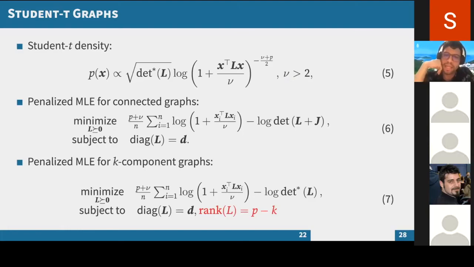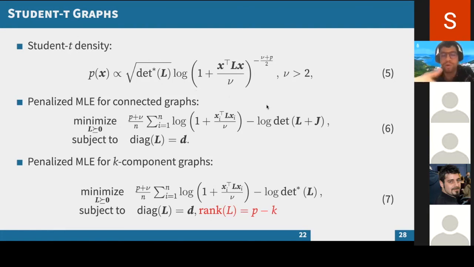We begin by assuming that the data follows a heavy-tail distribution. In this case, we chose the Student t distribution, and this is the PDF of the Student t distribution. The determinant here with the star is because, as you know, the Laplacian matrix is singular, so we cannot compute the determinant per se. This entity here is called the pseudo-determinant, which is pretty much the product of the positive eigenvalues of the matrix L, right? And the rest is the well-known Student t PDF.